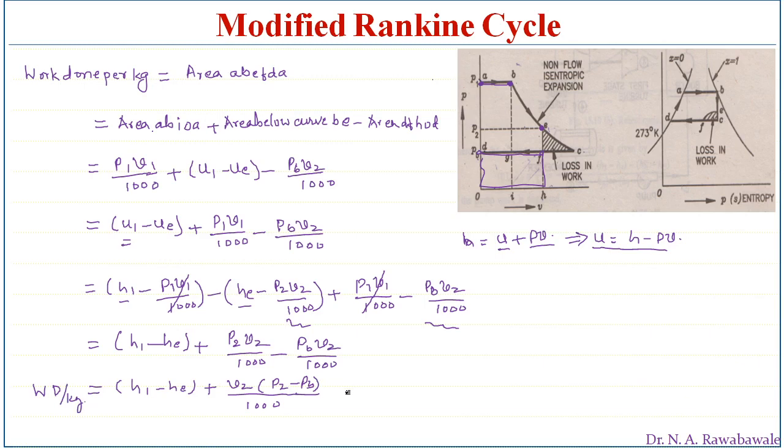in the modified Rankine cycle, where the pressure P is in Newton per meter square. So today we stop here. In the next lecture we will be dealing with the reheat cycle and regenerative cycle. Thank you.